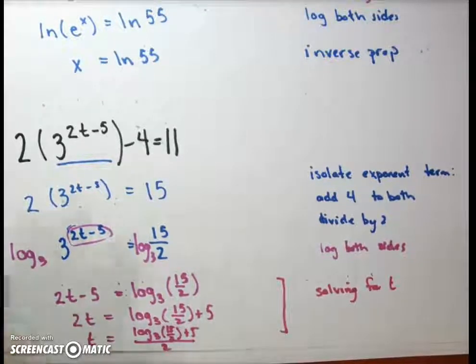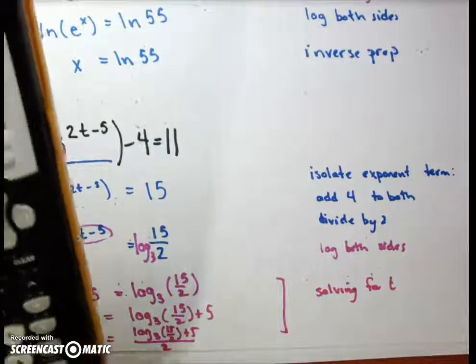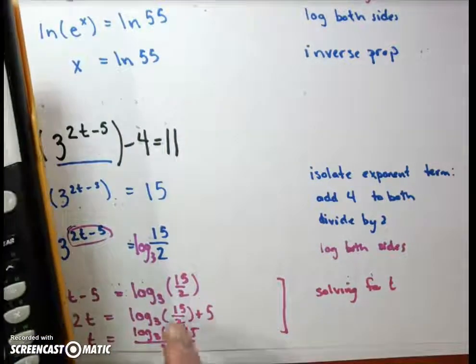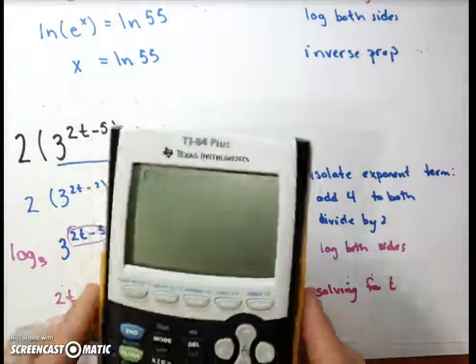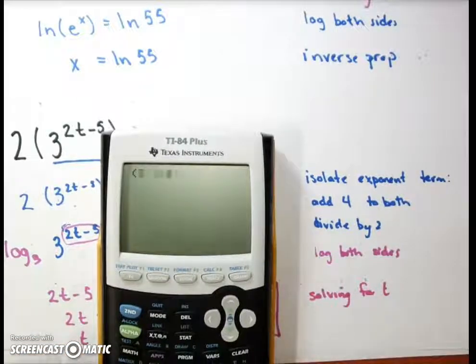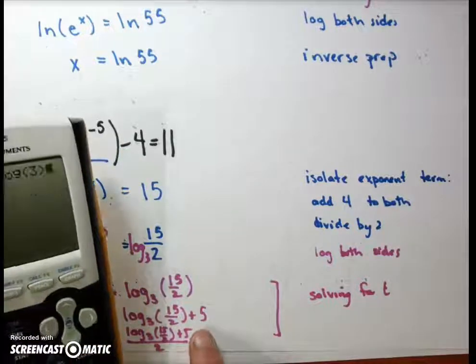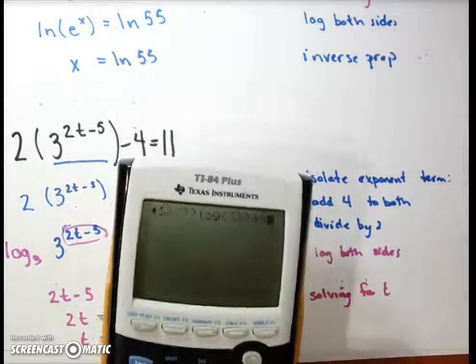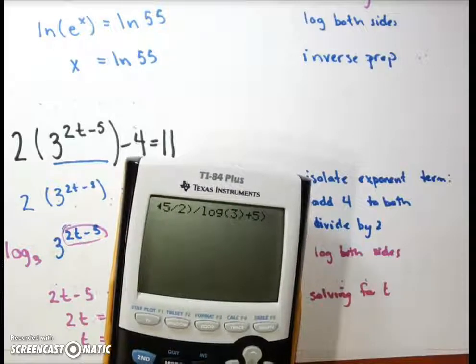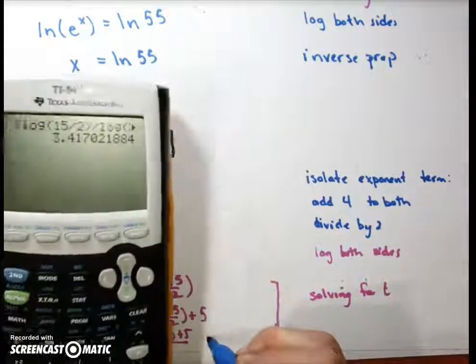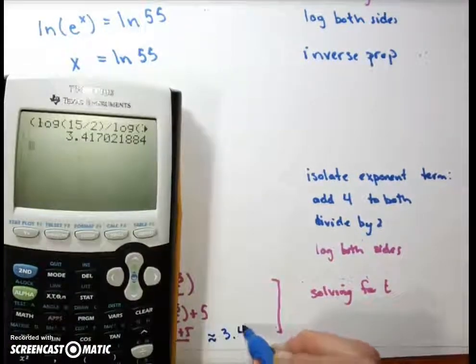And I can put this in my calculator to get an actual solution. So my numerator is going to be log of 15 over 2 base 3. So remember that we do that by doing log of 15 over 2 divided by log of 3. That's the change of base formula. Also in my numerator I have a plus 5, so I'll add 5 and close the parentheses for the numerator. And I divide the whole thing by 2. So this is approximately 3.417.